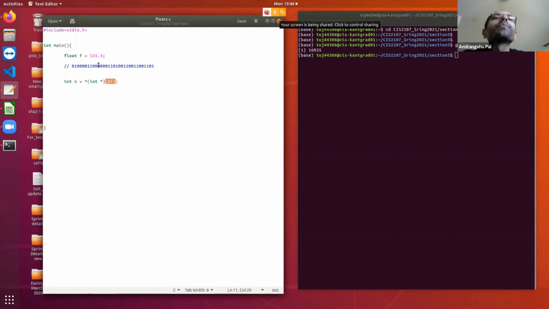But ampersand f is a floating point pointer. I'm converting it to an integer pointer. So this pointer points to the memory location where this bit pattern is stored. And as it is an integer pointer, if I put a star before, I'm going to get the value of that integer corresponding to this binary format. This value I'm storing in an integer n. Alright.